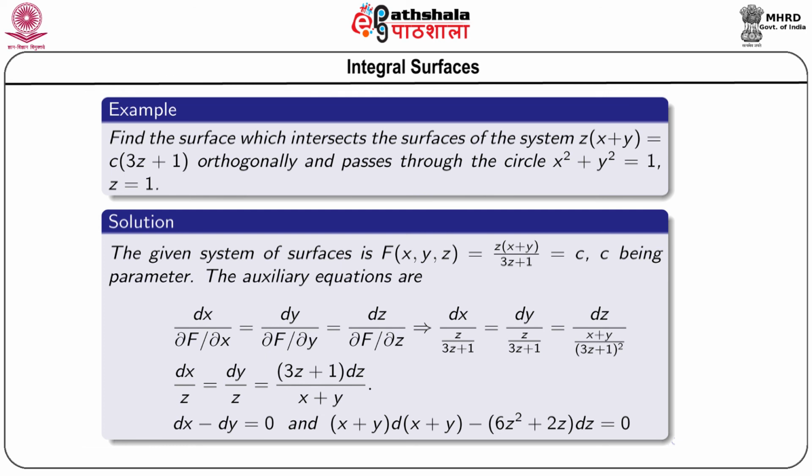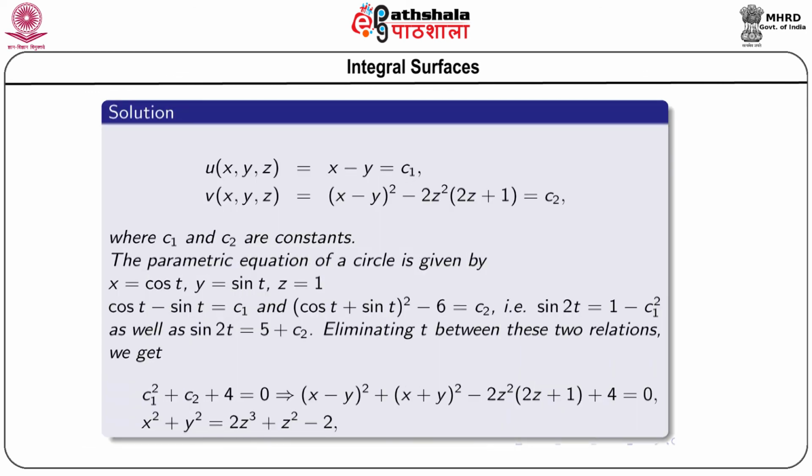That can be obtained from this equation: (x + y)dx + (y − 6z² + 2z)dz = 0. Therefore, one integral is u, which is x − y = c1, and the other integral is v, which is (x − y)² − 2z²(2z + 1) = c2. Here c1, c2 are arbitrary constants.